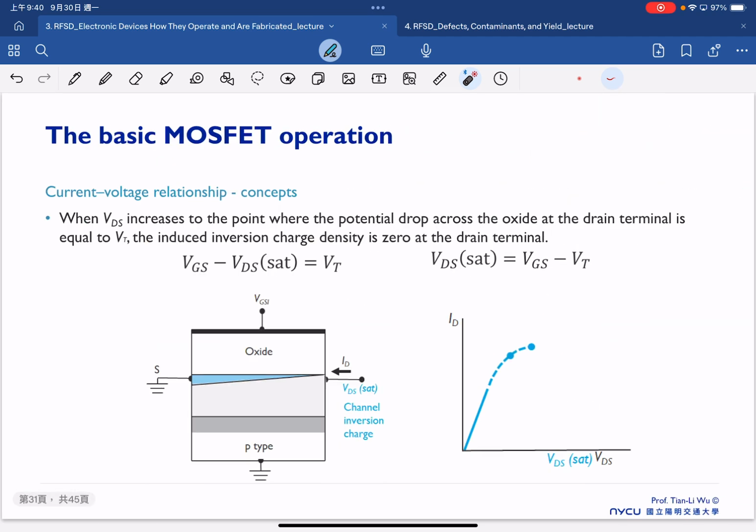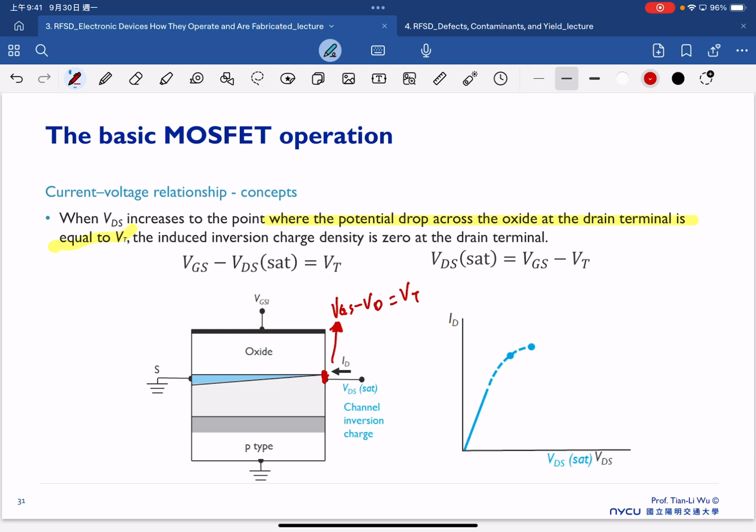Now, in the further case, if we continue to increase our VDS, we will start to reach the point where the potential drop across the oxide at the drain terminal is equal to our threshold voltage. That means the voltage drop here, which is VGS minus VD, and because we continue to increase the drain bias, there will be a certain point where our VGS minus VD will exactly equal our threshold voltage at this moment.